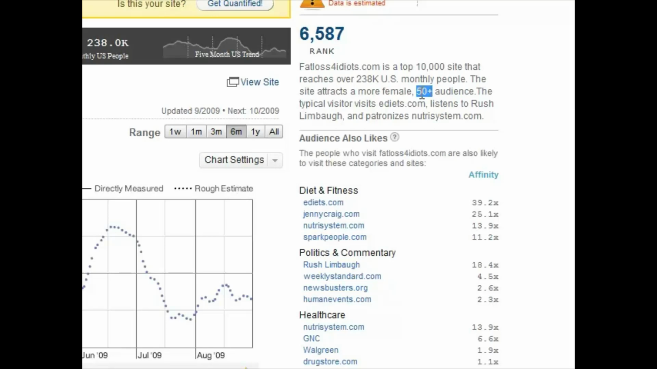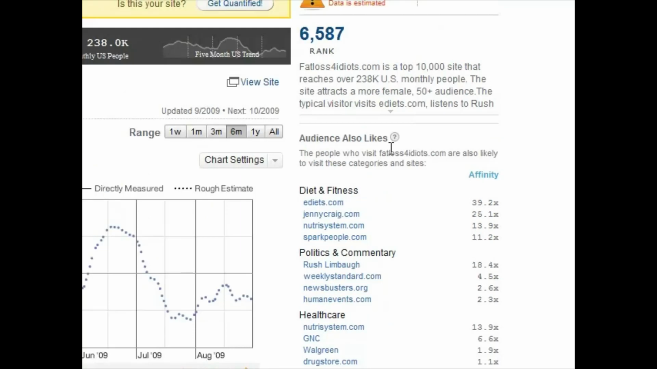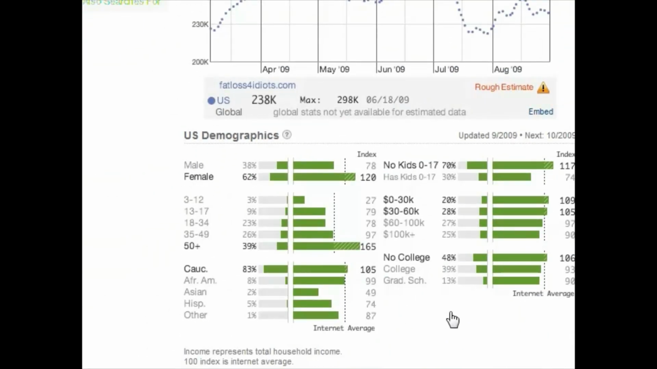And then I would go into the forums too, and I would see if I can kind of deduce their age. Because if I can find out their age and the fact that they're female, it can help determine how I go about selling, okay? The typical visitor reads eDiets.com, listens to Rush Limbaugh, and patronizes Nutrisystems, okay? Rush Limbaugh is conservative politically, so that may help us in some way. I'm not certain, probably because of their age and the fact that they're female. I'm just saying.